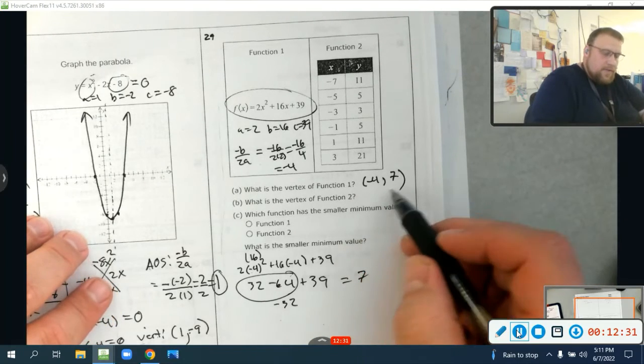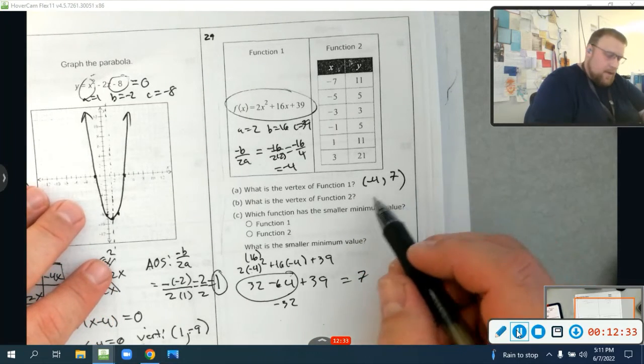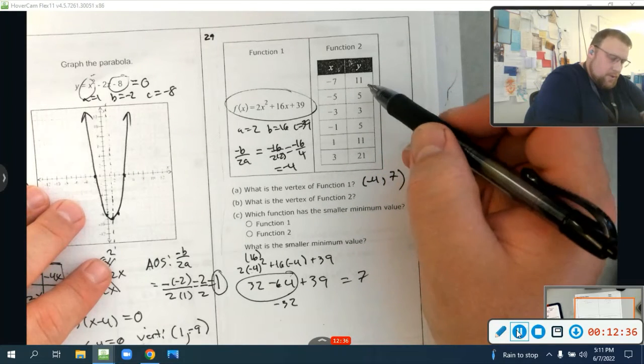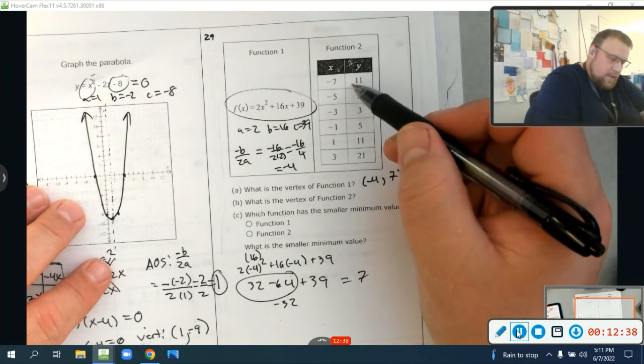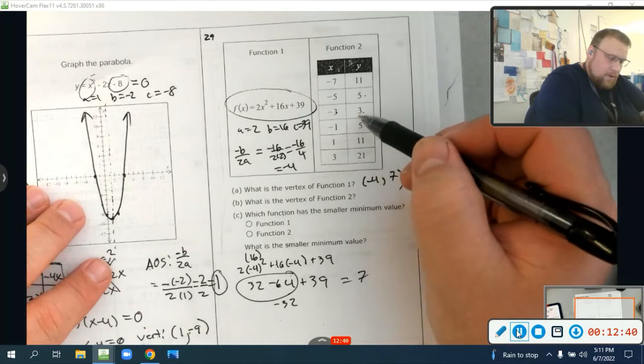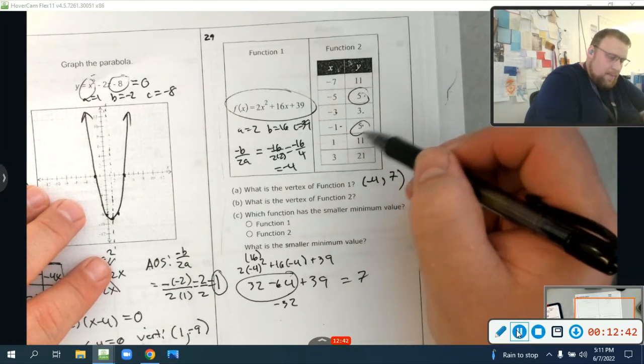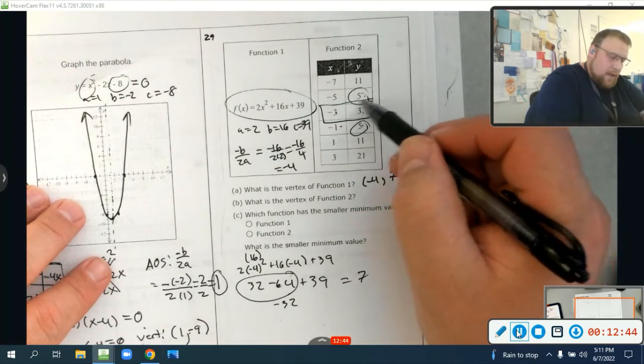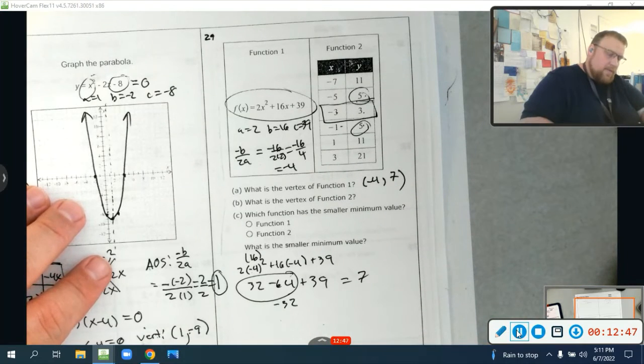So what is the vertex of function 1? (-4, 7). What is the vertex of function 2? Well, let's follow it. Notice how it goes. (-7, 11), (-5, 5), (-3, 3), (-1, 5). It went back up, which means this is my in-between point, my vertex, (-3, 3).